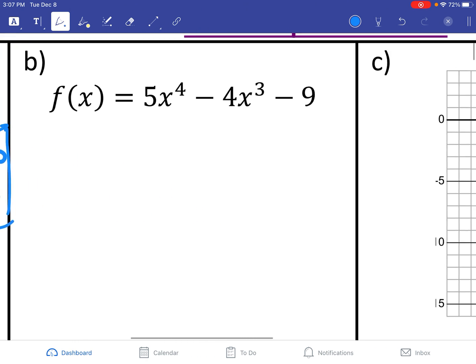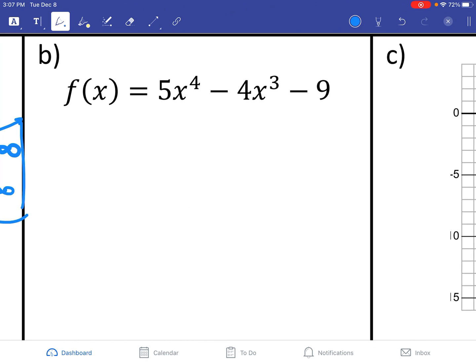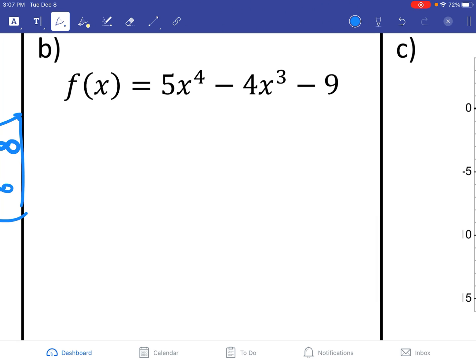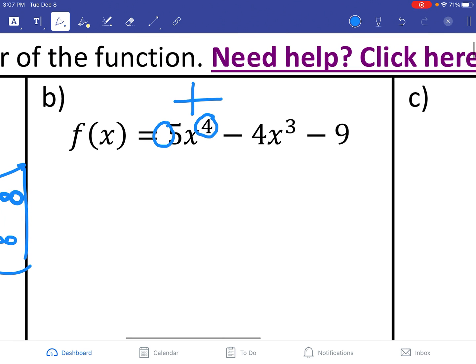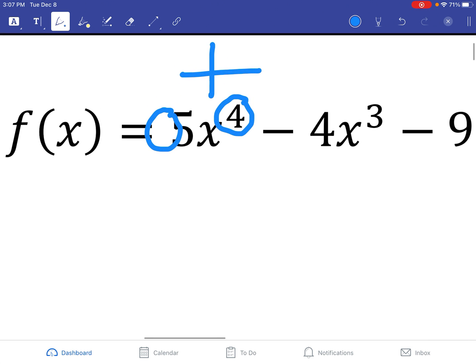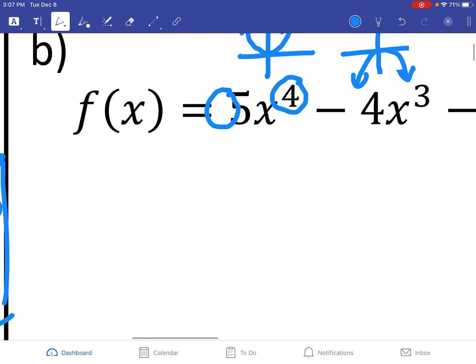All right, same thing here. We have an equation. We want to know what the graph is doing. This is a positive function, and it's an even degree. So even degree functions are going to look one of two ways. They're going to be going up if they're positive. They're going to be going down if they're negative. Well, this one's positive, and it's even, so it's going to be going up. So we're going to draw this a little bit bigger.